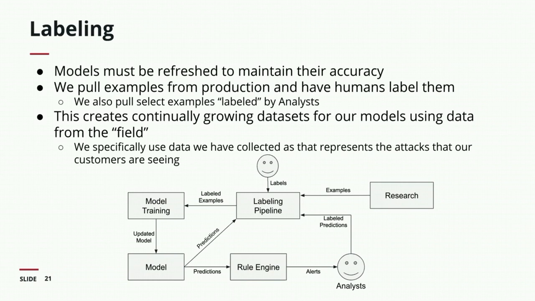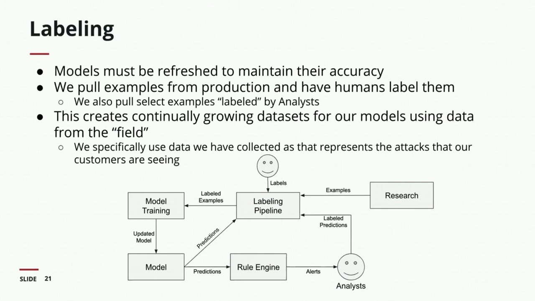So I mentioned this before, but labeling is probably one of the most important things that you have to think about when you're trying to implement a data science type architecture within your system. You have to make sure that you're continually refreshing your models to maintain their accuracy. Especially in the cybersecurity realm, attackers are constantly changing their attacks and adapting to what we're doing as defenders. So making sure our models properly reflect that is critical.